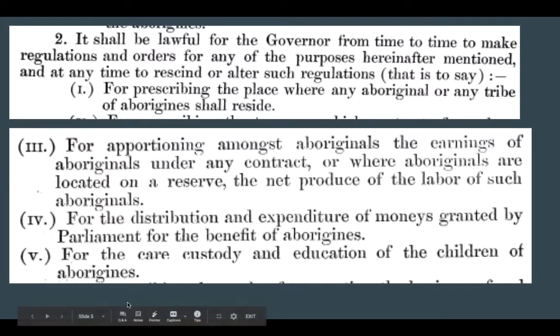Sometimes protection policy can sound a lot gentler than it was in practice. So on paper, it sounds like they're looking after these people, they're responsible for their care and their custody and their education. But in practice, that meant literally taking them from their homes and from their families and bringing them up in a culture that wasn't their own. These are two of the wilder ones, I think.